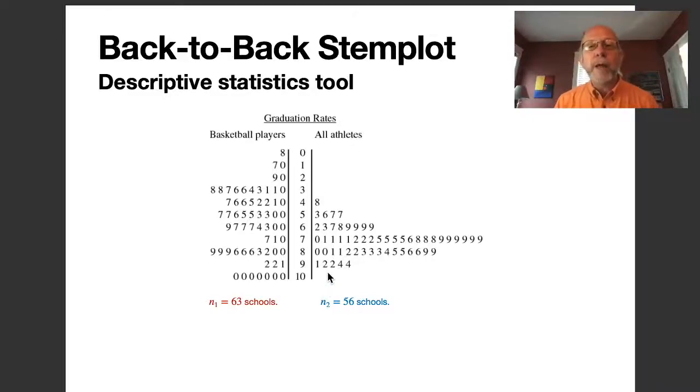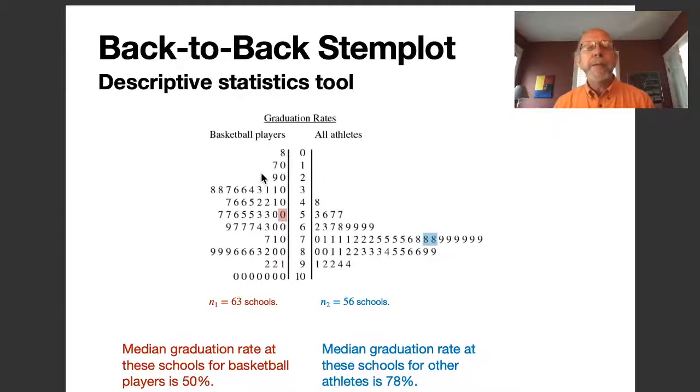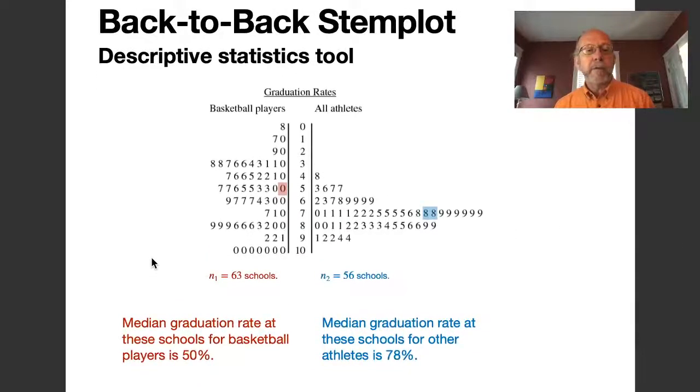You could pull out a lot of interesting information from this data set. For instance, you could ask, what's the median graduation rate for basketball players at these schools? The median we'll get into a little later, but it's basically the 50% point, sort of the middle of the data set. And just finding the middle of the data set, the graduation rates for basketball players, it turns out to be 50%. And so the median graduation rate for basketball players here is that 50%.